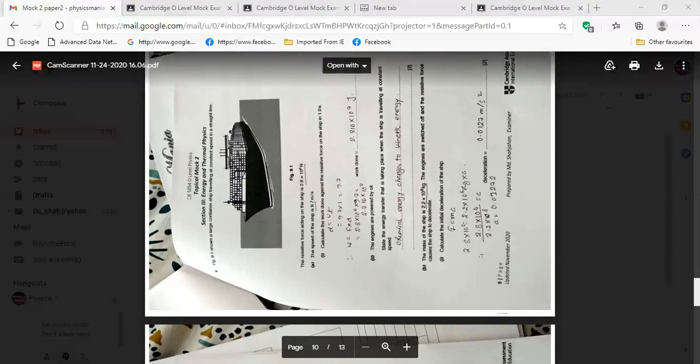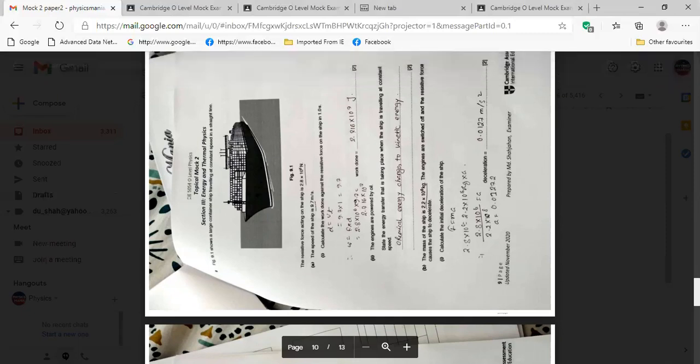Chemical to thermal energy. Yes, chemical to thermal energy should be the answer. So it will be minus the one question, it will be minus 1. Instead, the energy transfer that is taking place when the ship is traveling at constant speed.